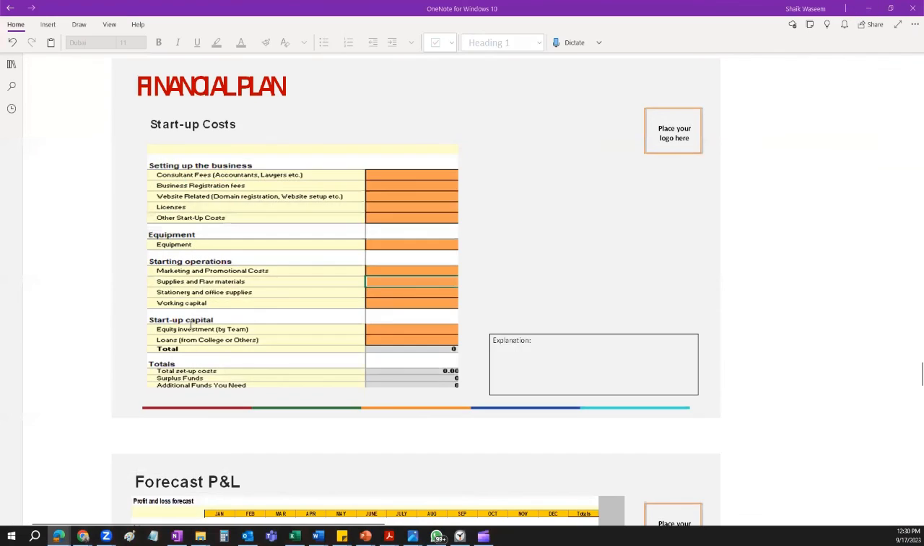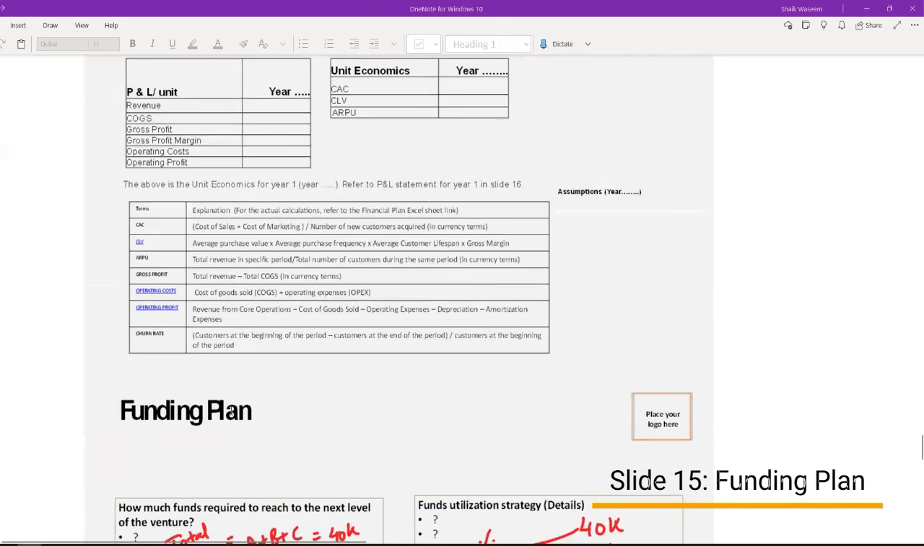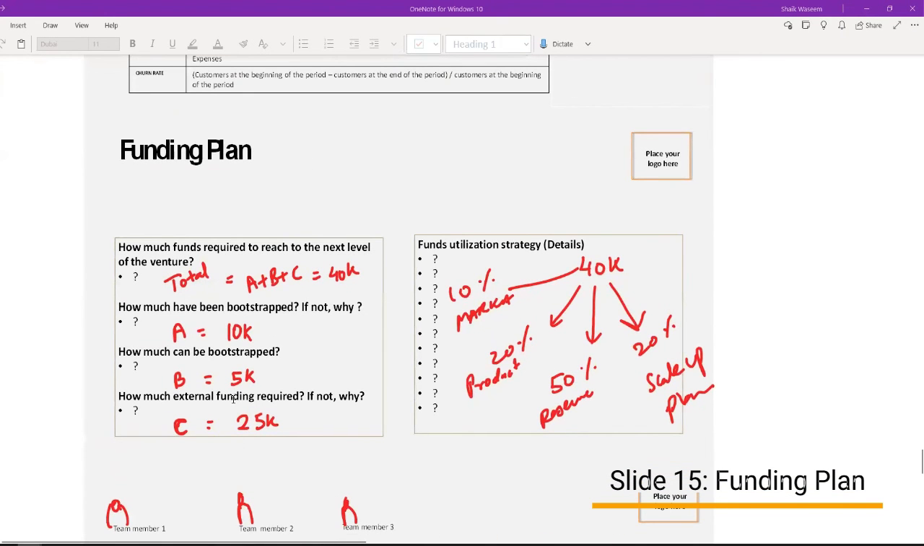Let us come back to the next slide of funding plan. We have two important splits here. One is how much funds required to reach to the next level, and the other one is the fund utilization strategy. You can refer to this slide to understand the breakdown of the ask.